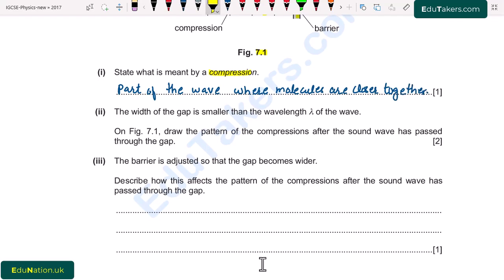Part 2. The width of the gap is smaller than the wavelength of the wave. So here I suppose that the width is represented by d. It is smaller as compared to wavelength lambda. It is given in part 2. On figure 7.1, draw the pattern of the compressions after the sound wave has passed through the gap. So here we have to draw the pattern of compression.